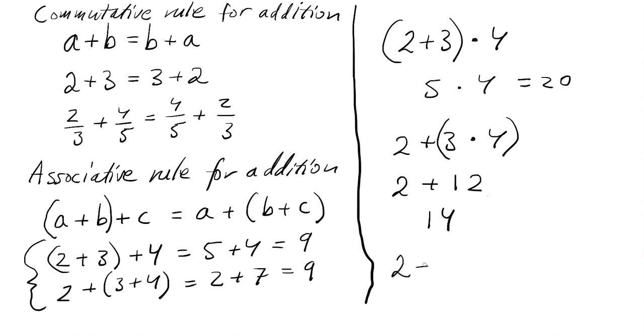So for example, if I have 2 plus 3 times 4, priority rules mean I should do the multiplication first. So this implicitly means that I have a parenthesis here. It does not mean that I have a parenthesis here. So that's called priority rules. I should do multiplication and division before I do addition and subtraction.